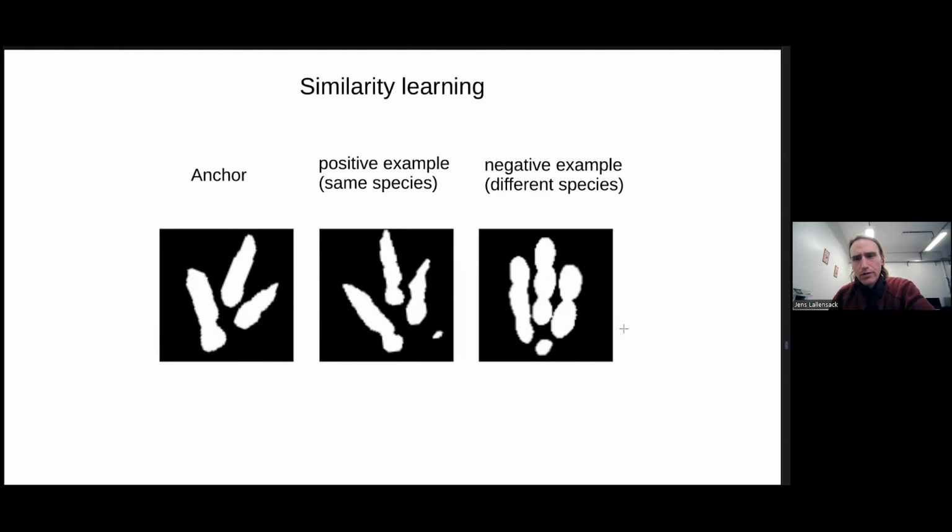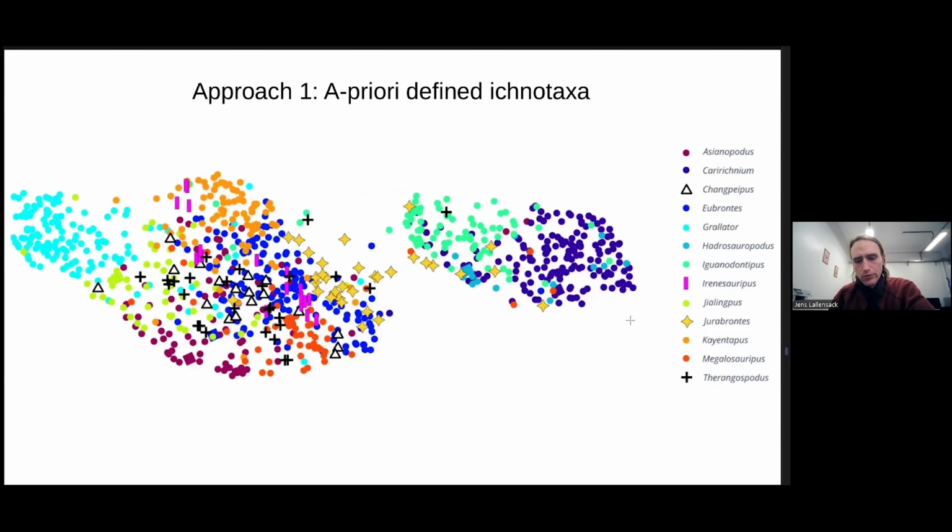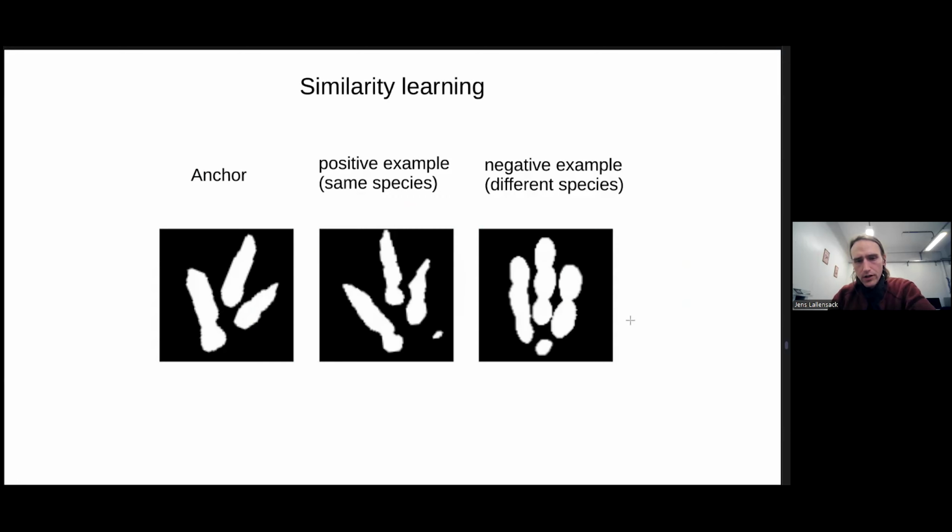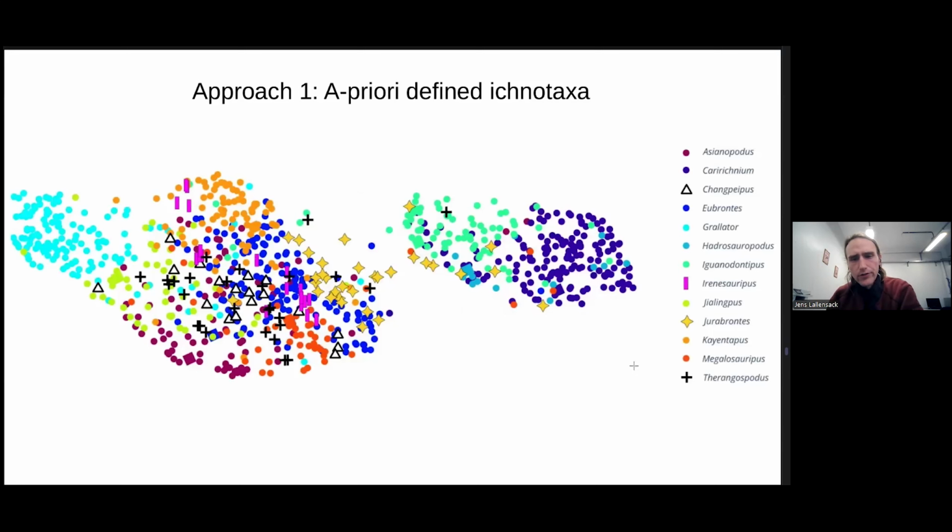The obvious problem here is, of course, how can we tell if some track is the same species or a different species? Actually, we usually don't know this for dinosaur tracks, so we need some proxy here to get to a similar result. The most obvious and easiest solution would be to just use a priori defined ichnotaxa.